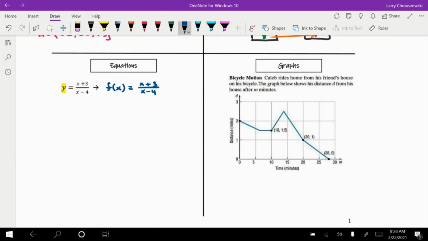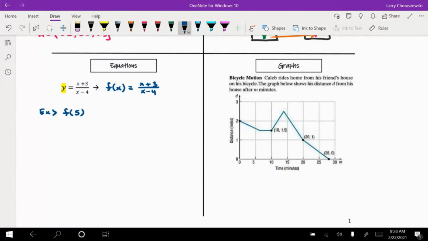And function notation is really meant to be user-friendly. And here's what I mean. I'm going to give you an example of how this works. Let's say that I wanted to consider an x value of 5. If I wanted to plug 5 into the fraction x plus 3 over x minus 4, function notation would help us to see that we actually wanted to plug 5 into x.